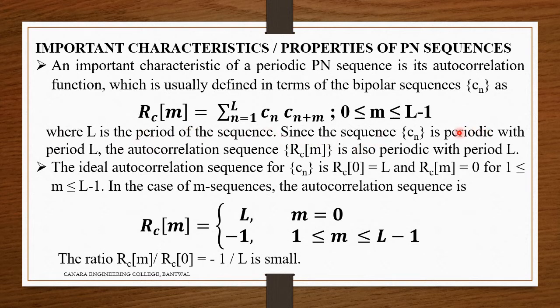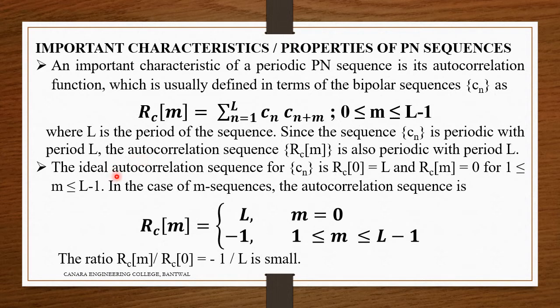Since the sequence C of n is periodic with period L, the autocorrelation sequence Rc of m is also periodic with period L. Now when we substitute into this equation, it will run from 0 to L minus 1, so one element will be less here.